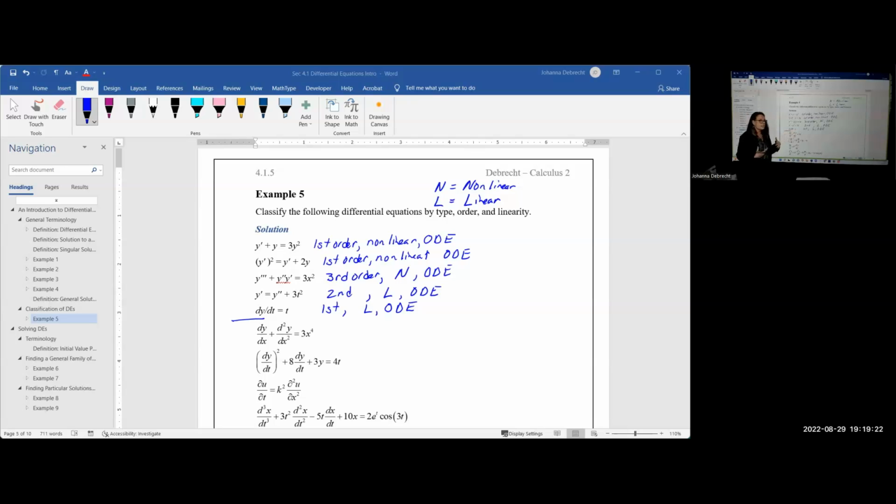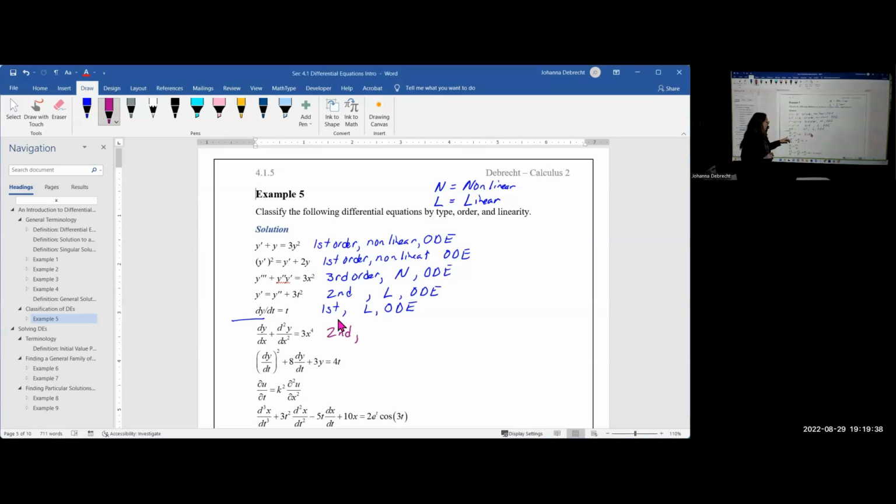It is linear, and it's an ordinary differential equation. Let's look at the next one down, which is also written in the fractional notation. The highest derivative is the second derivative. So let me write that down. So that's going to be second order.